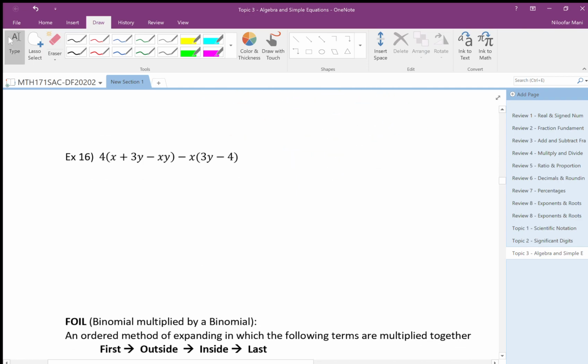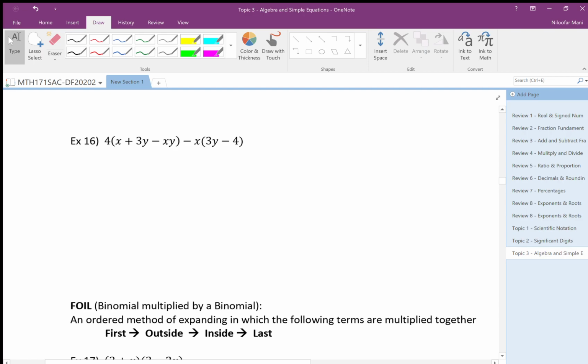How about here? BEDMAS. I can follow BEDMAS. Inside the bracket, can I simplify? No. Can I simplify inside this bracket? No. 3y and 4 are not like each other. Remember, don't say 3y minus 4 is minus y or minus 1. No, they are not like each other. They have to be like each other. So inside the brackets, I can't do anything. I cannot simplify.